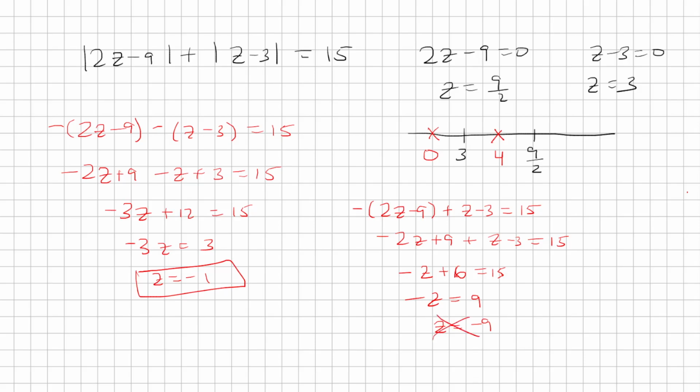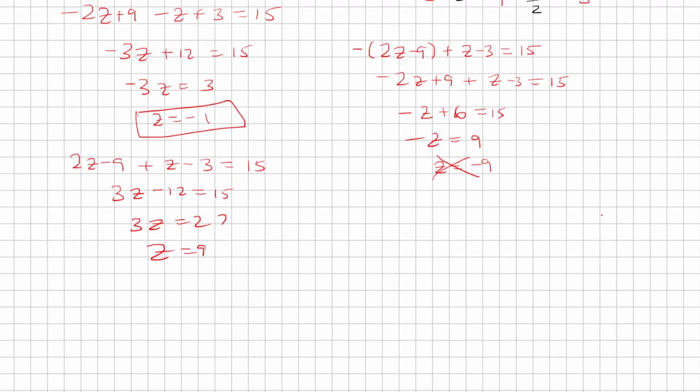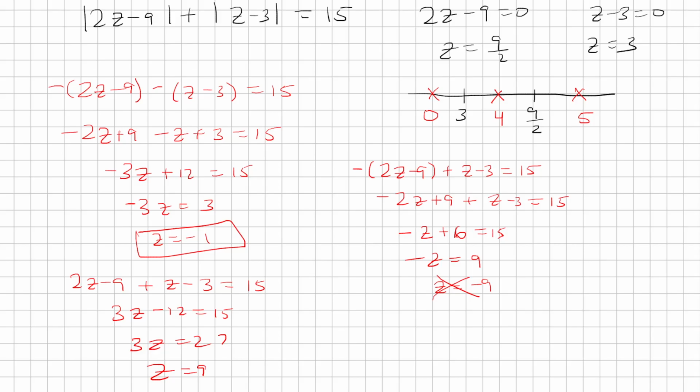Okay, and then finally we want to pick a number bigger than 9 halves, let's say 5. Plug it into both of these, we get a positive number, so we just remove the absolute value. So we have 2z plus z is 3z. Negative 9 minus 3 is negative 12. So we can add 12 to both sides and then divide by 3 to get z is equal to 9. And looking up here, 9 is part of the interval that's greater than 9 halves. So we'll keep it, and we'll say the only two answers are negative 1 and 9.